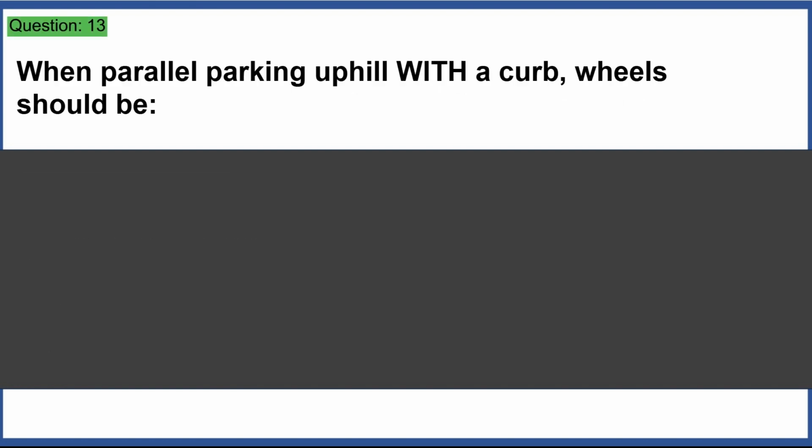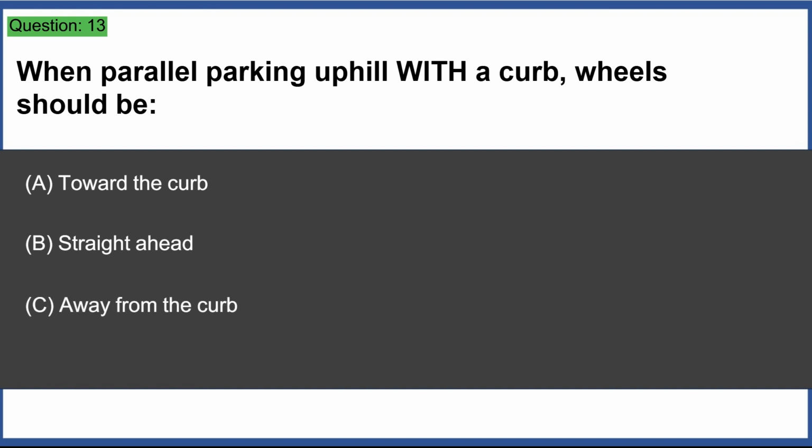When parallel parking uphill with a curb, wheels should be: A. Toward the curb. B. Straight ahead. C. Away from the curb. D. Turned fully right. Answer C. Away from the curb.